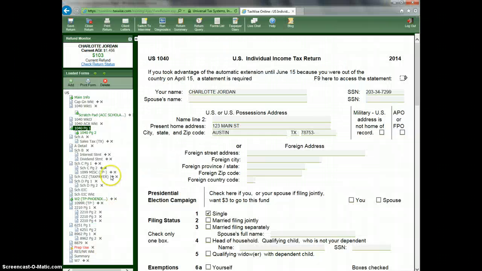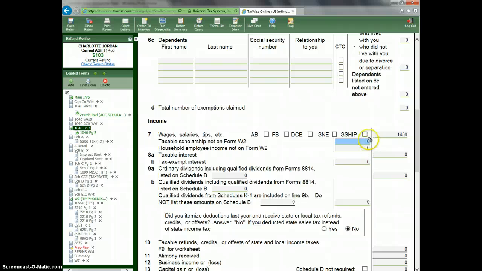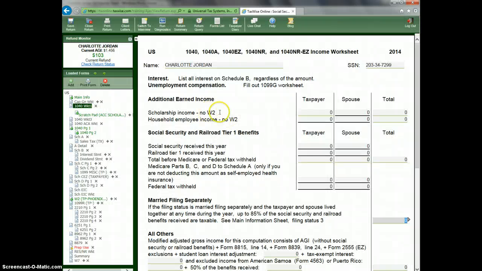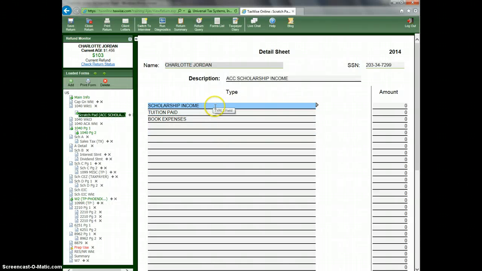So we would go to Charlotte's return because scholarship income is always reported on the student's return. It never goes on mom and dad's return. To report the scholarship income, you would go to the second part of line 7 and then go to worksheet 1, which is where scholarship income is reported, and link to a scratch pad there. This is what we want to include on the scratch pad.